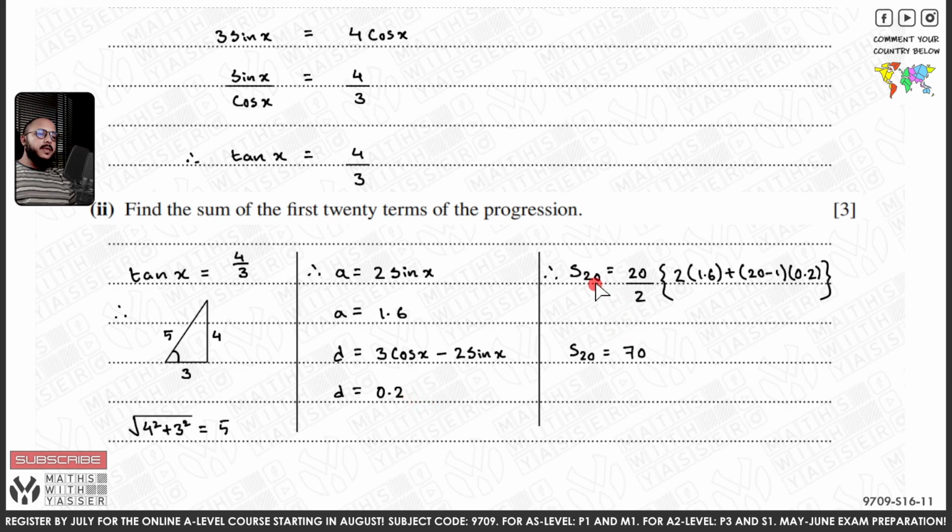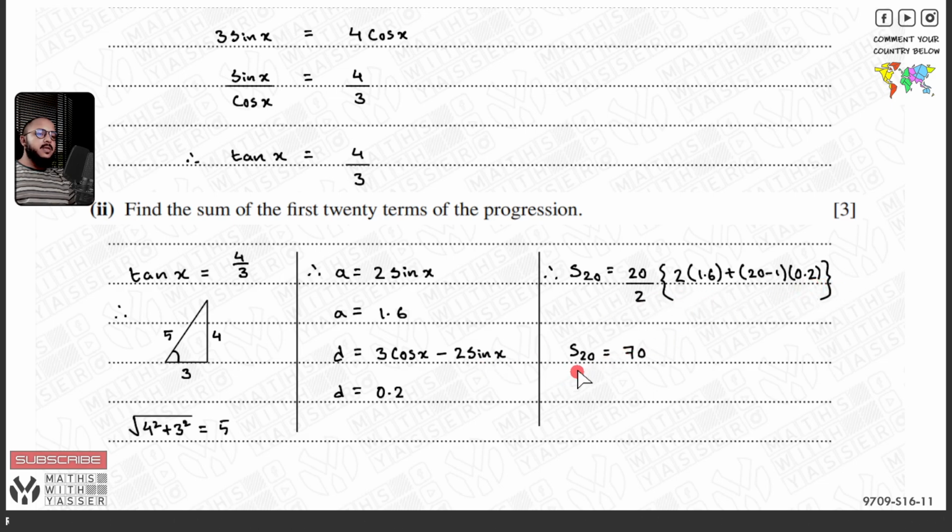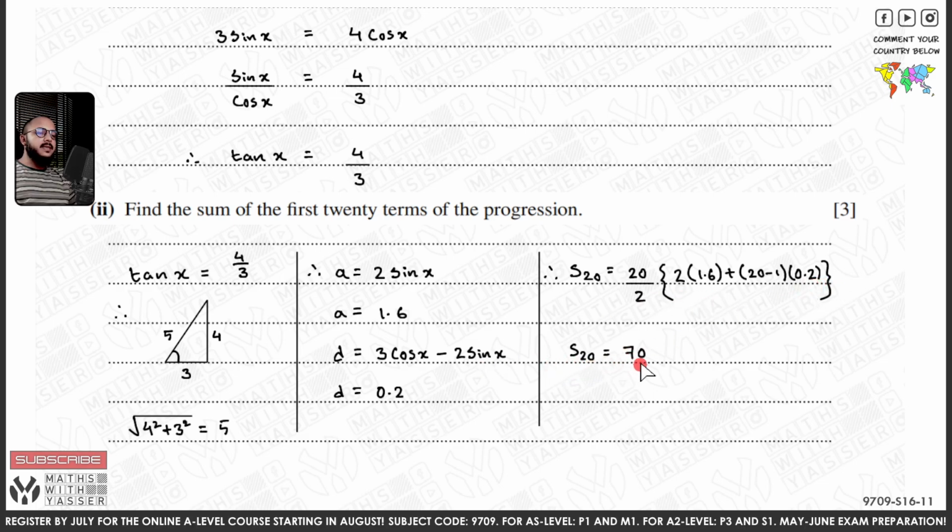So the sum of the first 20 terms will be n by 2 times (2a plus (n minus 1) times d). So n is 20, so 20 over 2, 2a, a is 1.6, plus the common difference, which was found with the help of 3 cos x minus 2 sin x, so that is 0.2. So the sum of 20 terms is 70.